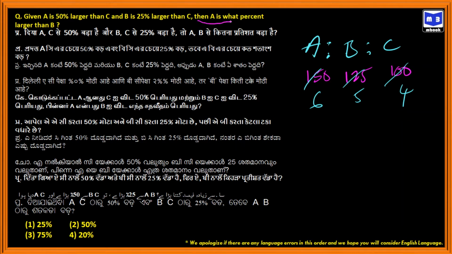Then A is what percentage larger than B? The difference should be 25. The larger than B, B should be here. The what percentage? B is 125, A is 150, so A is 20% larger than B. 20%.